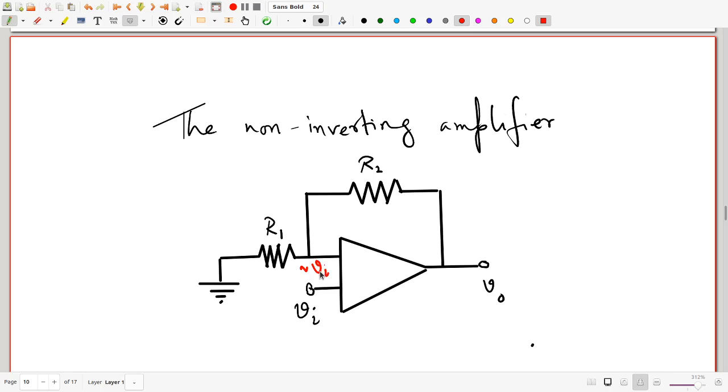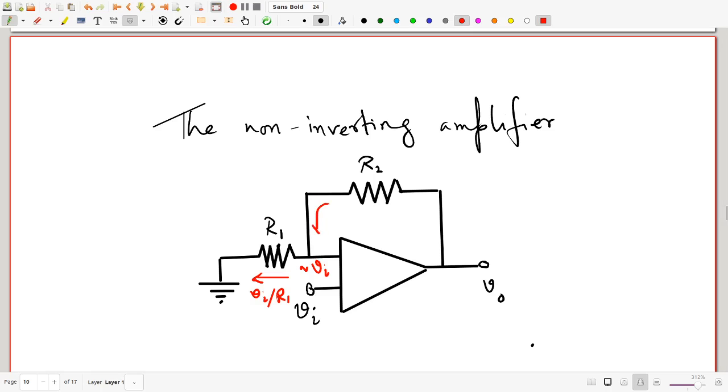Now, if this is at Vi, how much is the current through R1? It is easy. You have Vi on this end of the resistor, 0 on the other end, so there is a voltage drop of Vi across the resistor. The current will flow towards the left end in the circuit, in the diagram, and its value is simply going to be Vi by R1.